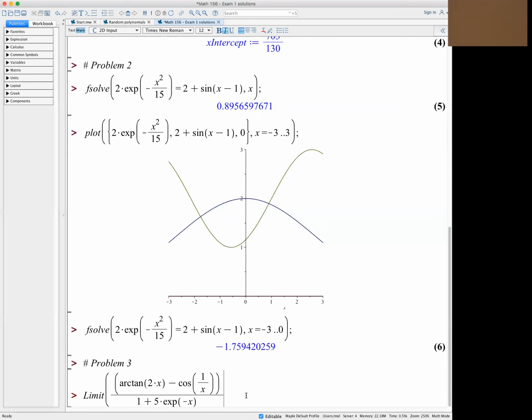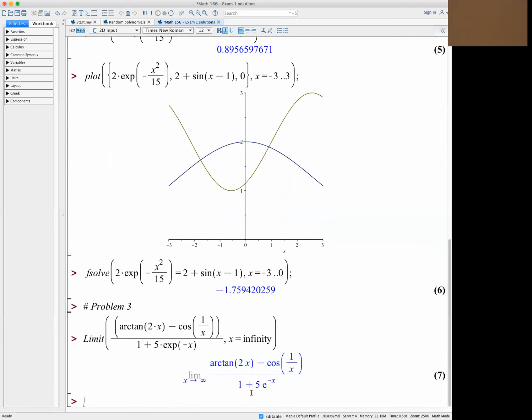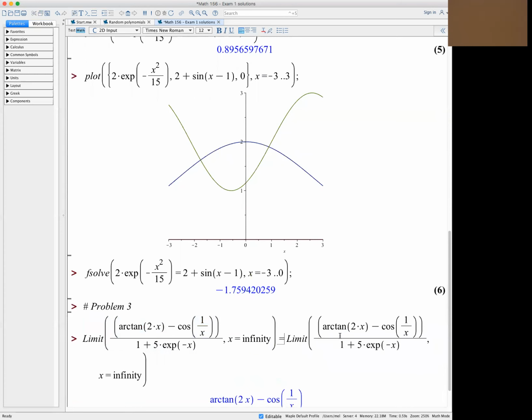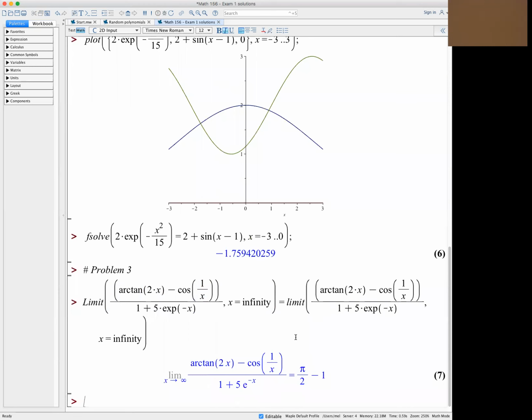And I want to find the limit as x goes to infinity, and we write, oops, need a comma here, x equal infinity. So with a capital L in limit, that just states the problem. If I write it with a lowercase l on the right, I get the answer, pi over 2 minus 1.